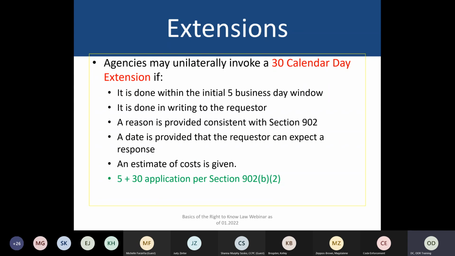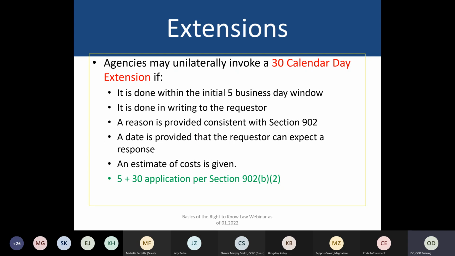One of them is that we keep these records off-site, and it's going to take us longer than 5 business days to go through them and see what is responsive. Another could be that we need our solicitor to review these records to make sure we're not giving out anything we're not supposed to. So you select the appropriate reason and put that on your invocation of the extension. Then you need to provide a date as to when the requester can expect to get the response. Usually it's the 30th day of the extension.